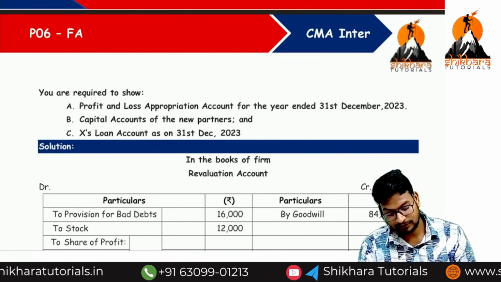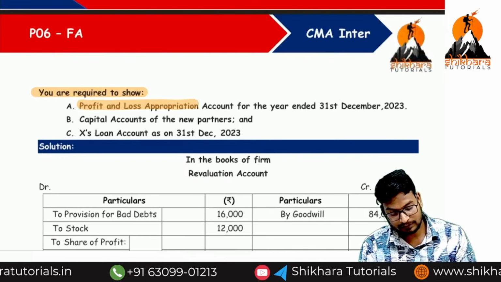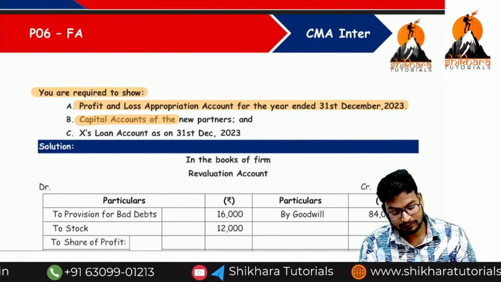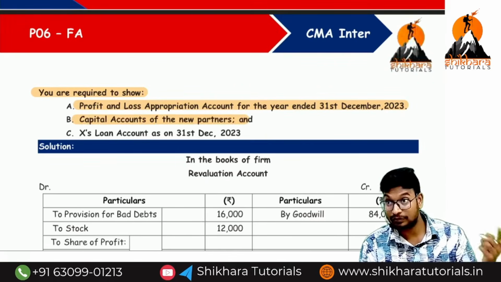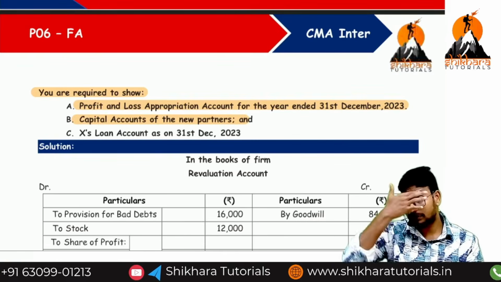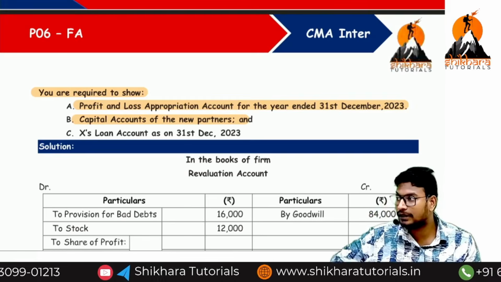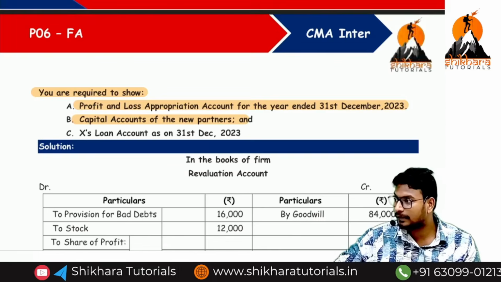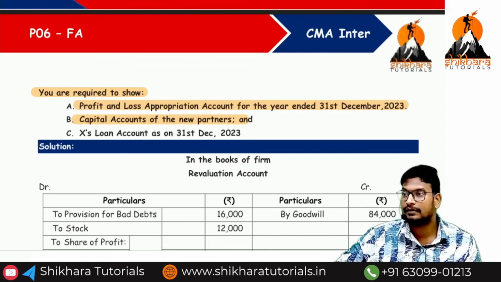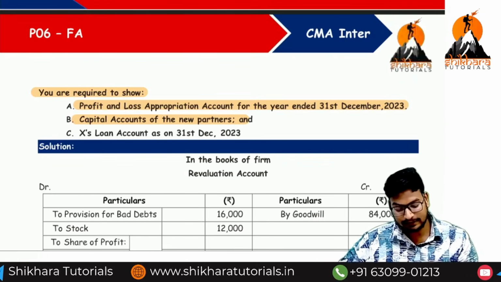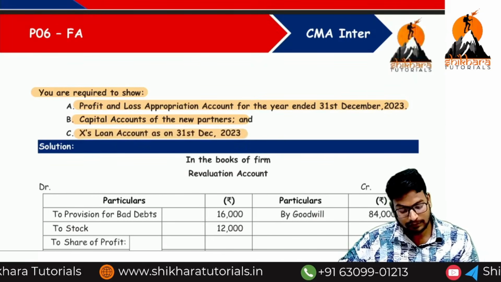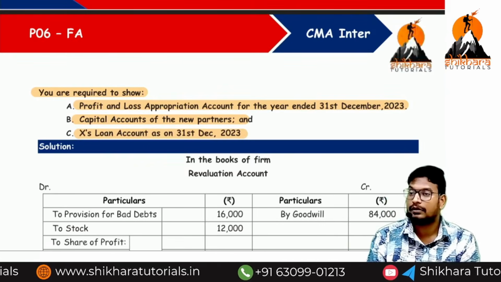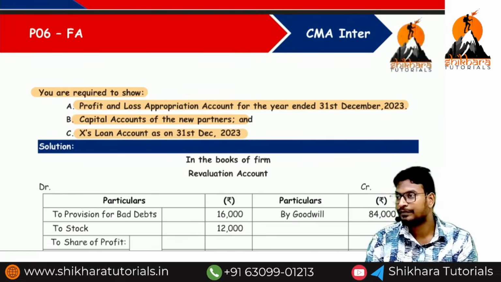So what they are asking, you are required to show only the profit and loss appropriation account for the year ended 31st December 2023 and the capital accounts of the new partners. That means we need to prepare two accounts. What are the two accounts? Partners' capital account of old partners, and again partners' capital account of new partners. Like that we need to prepare, and X loan account on 31st December 2023. They are not going to ask us for the balance sheet. Okay?